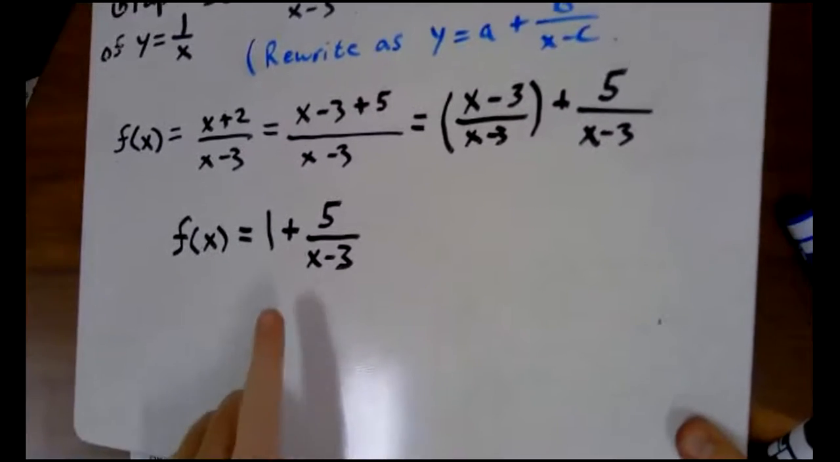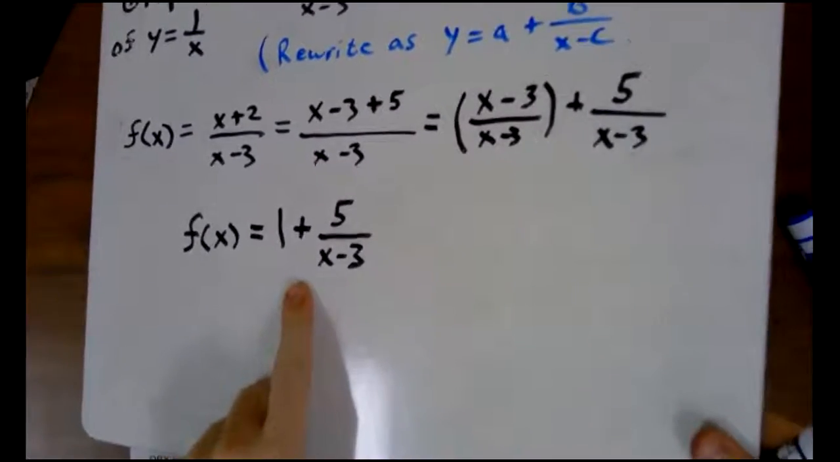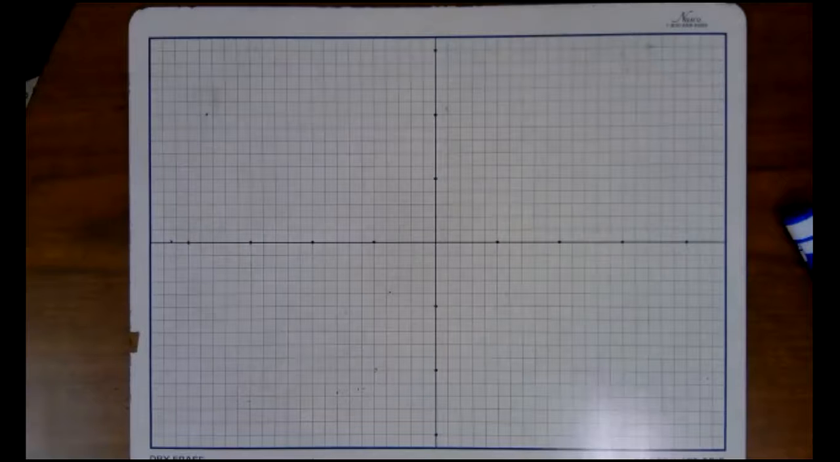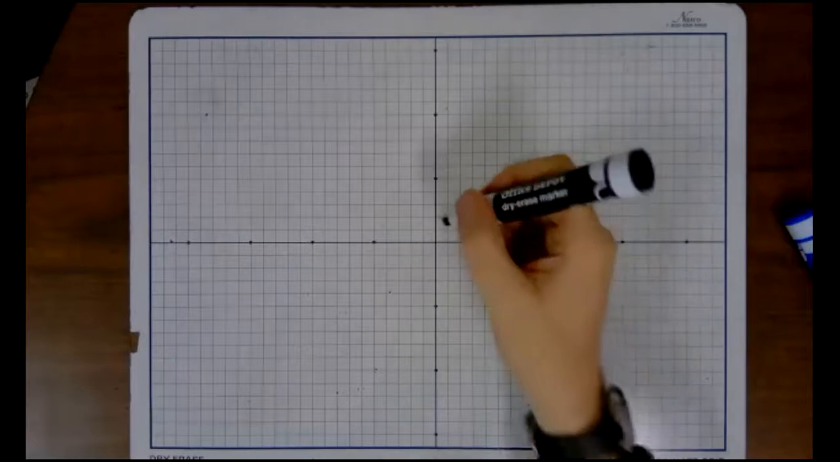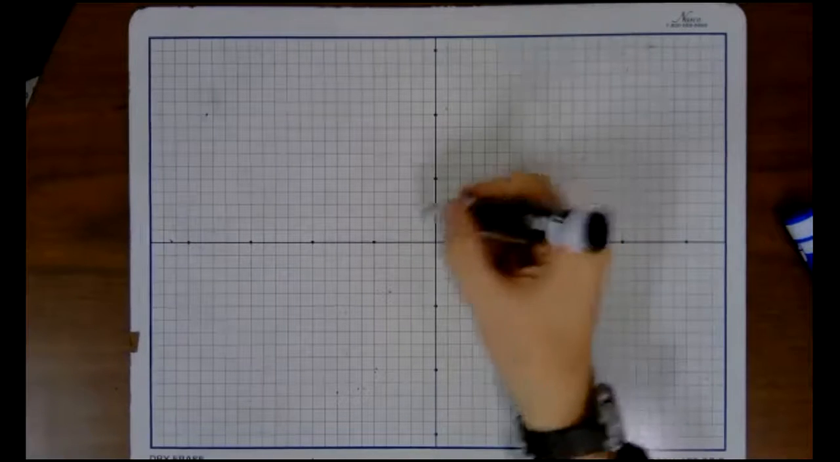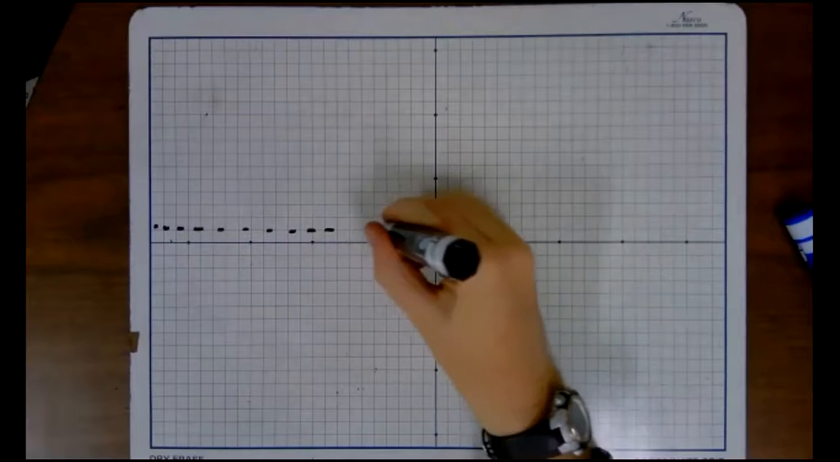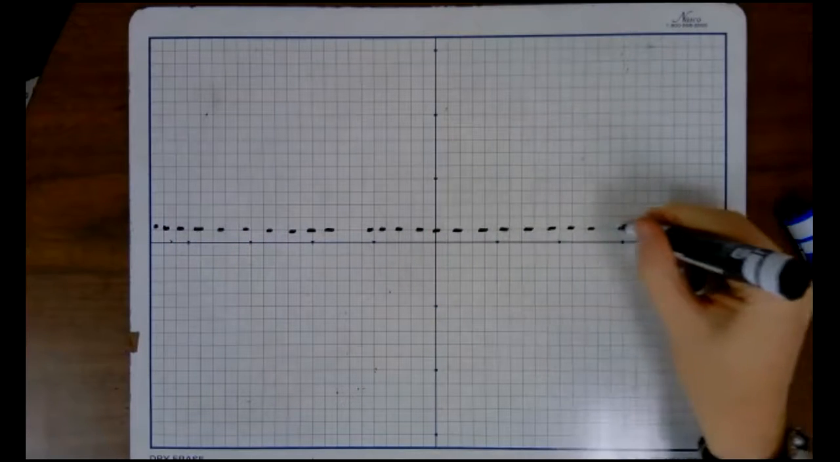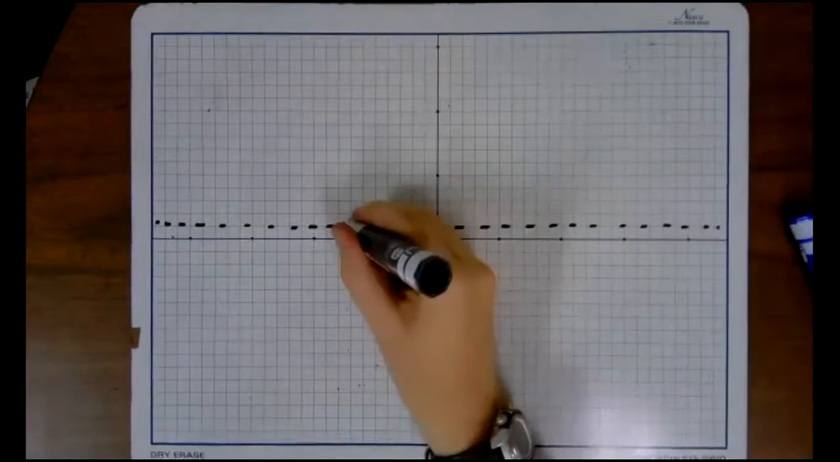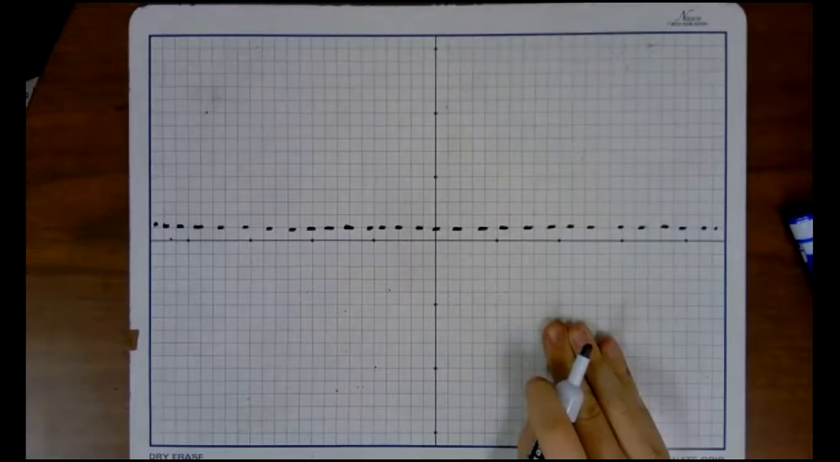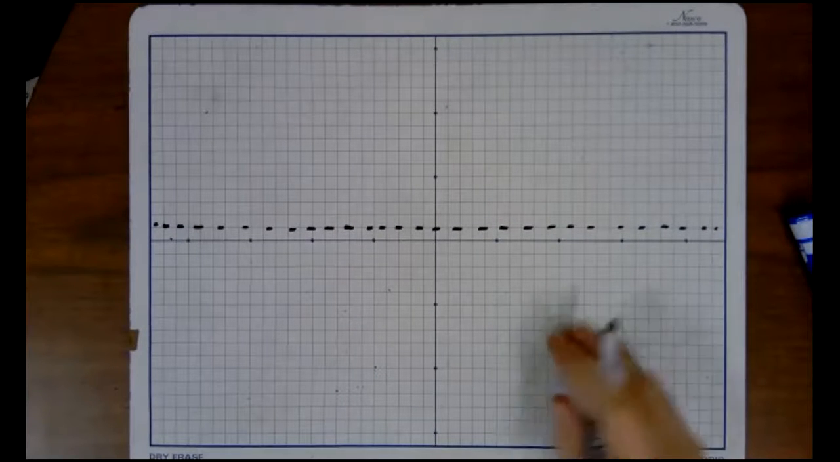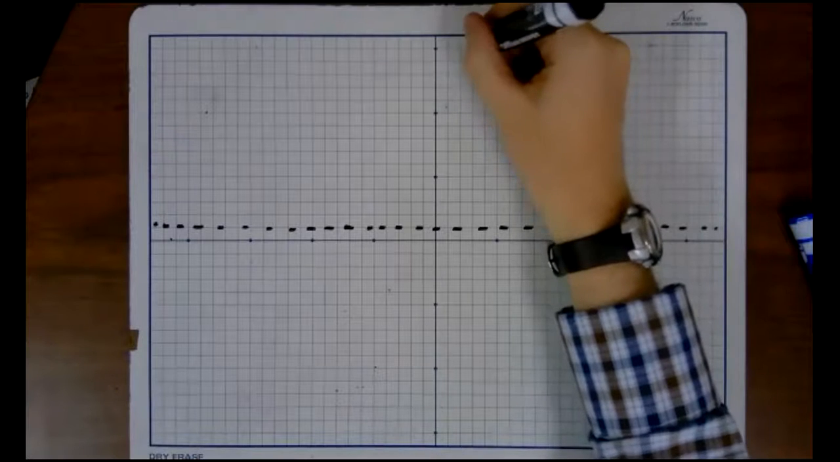So, we need to graph this thing, 1 plus 5 over x minus 3. So, we have our vertical shift of 1. A horizontal shift of 3 to the right because it was x minus 3.